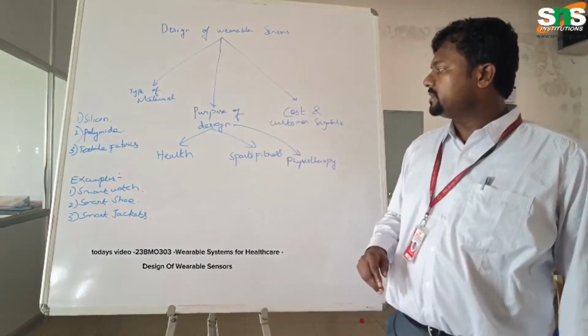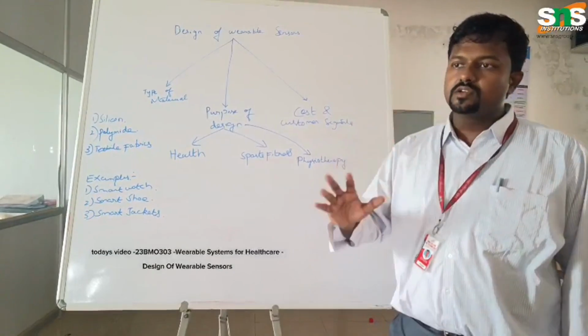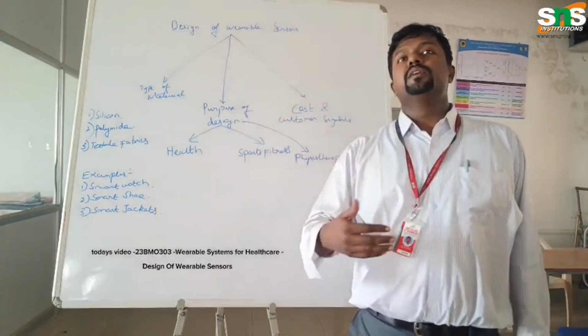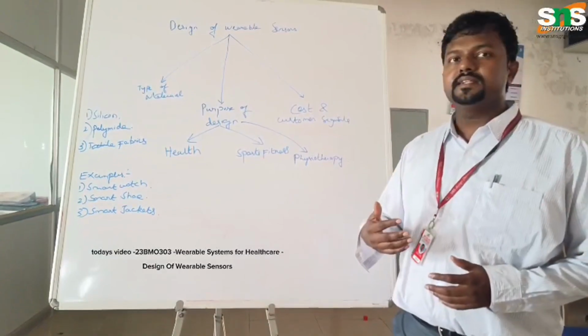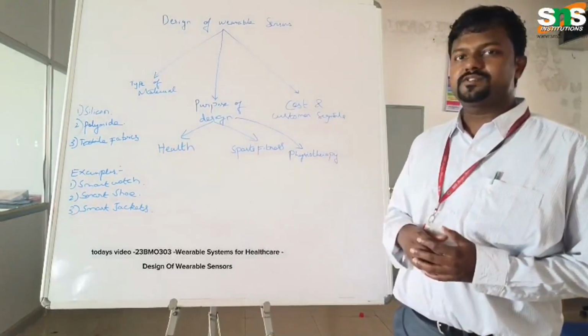The second type is sports fitness devices. Some wearable devices are exclusively used for sports persons. Their muscle activity, their brain activity, their sleeping, their muscles, everything will be continuously monitored by this sports fitness device. This is called the sports fitness wearable device.